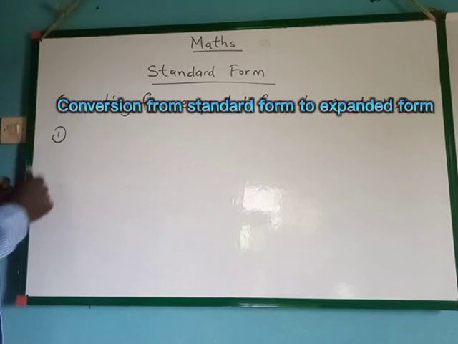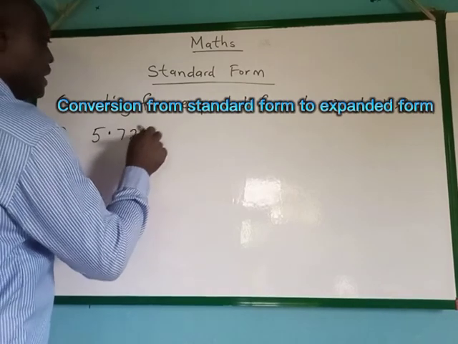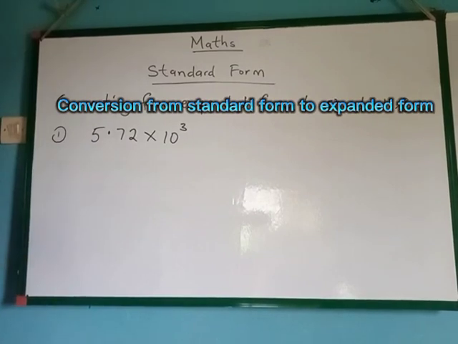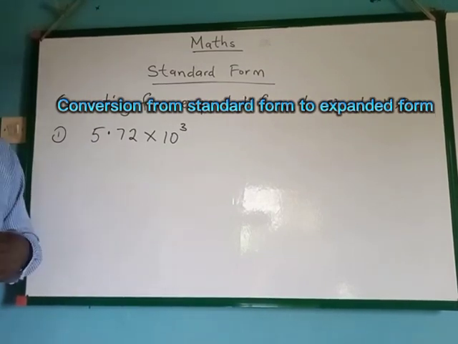So let us look at this example. We want to convert this standard form, 5.72 times 10 raised to power 3, to expanded form. So how do we do this?